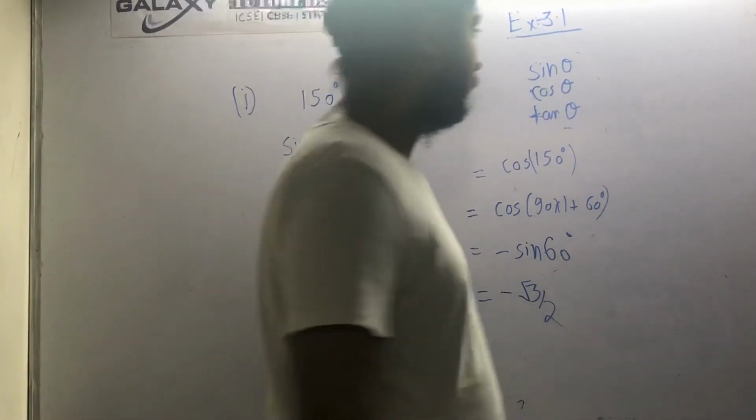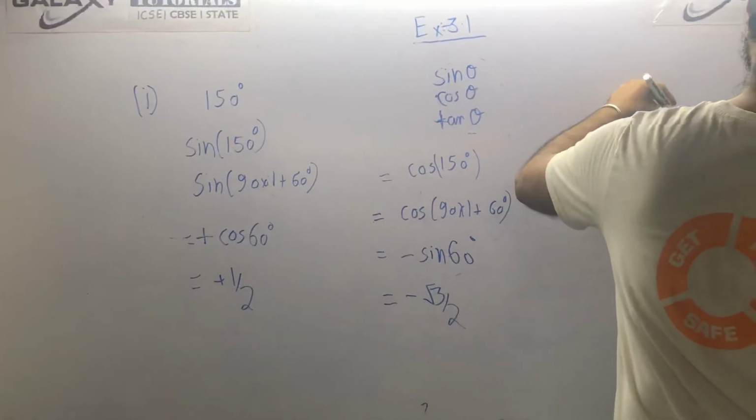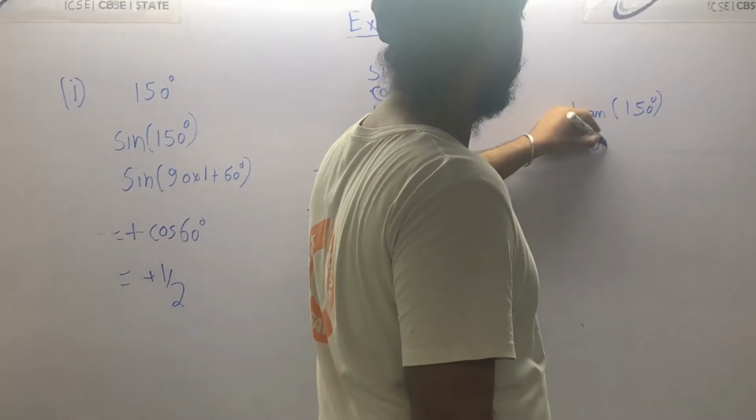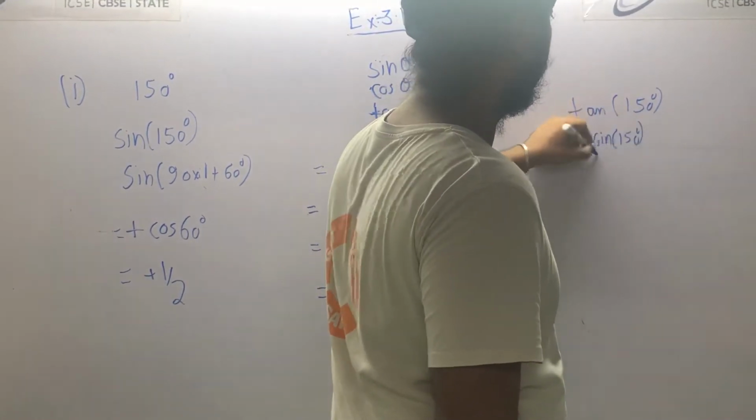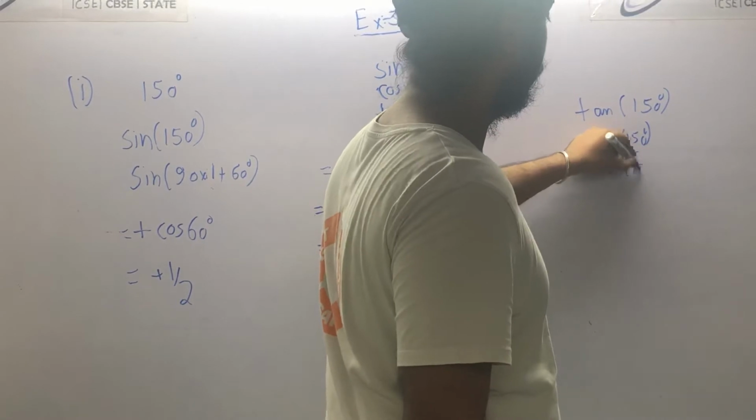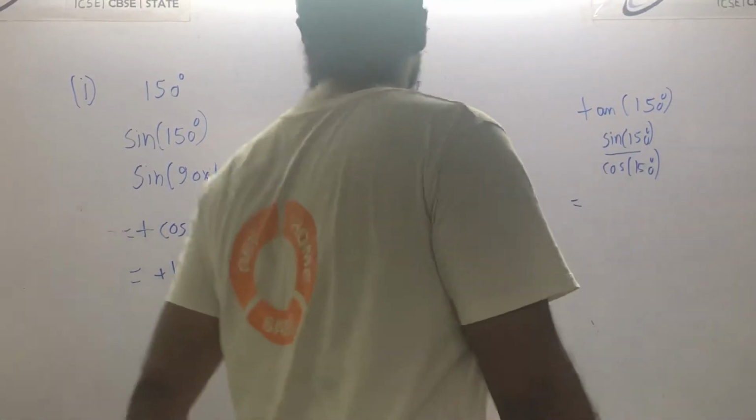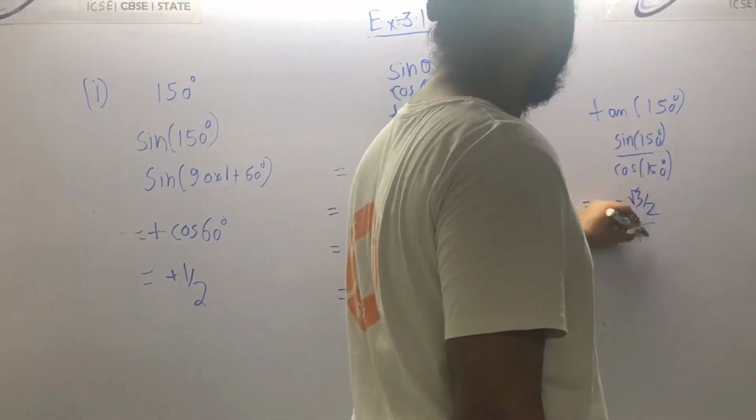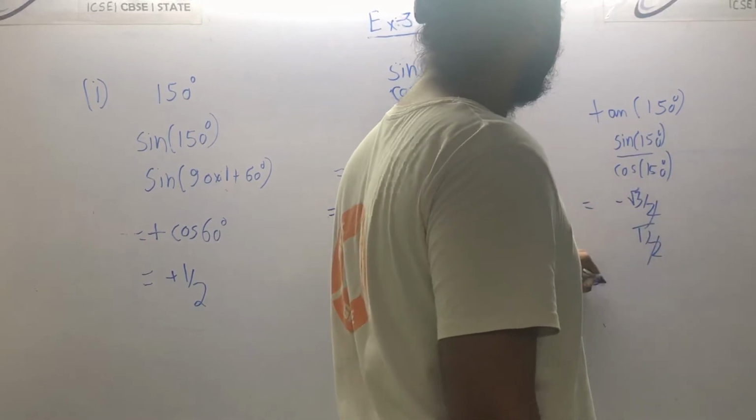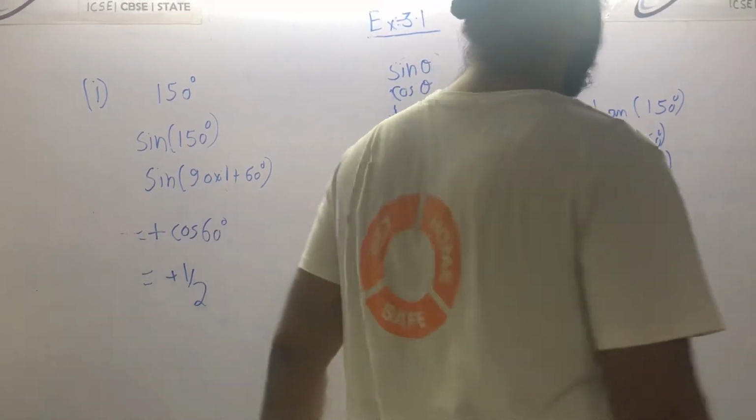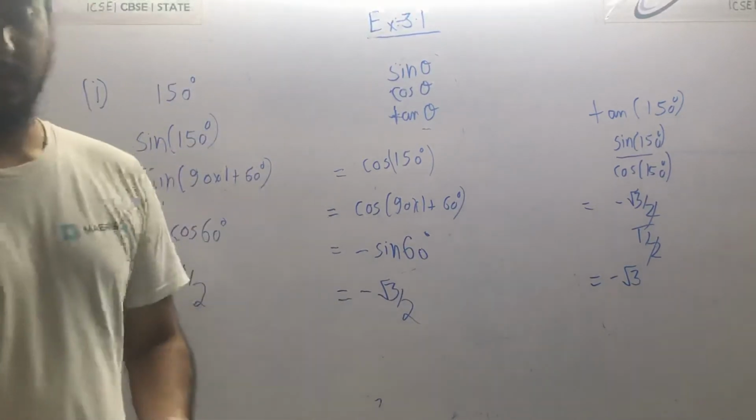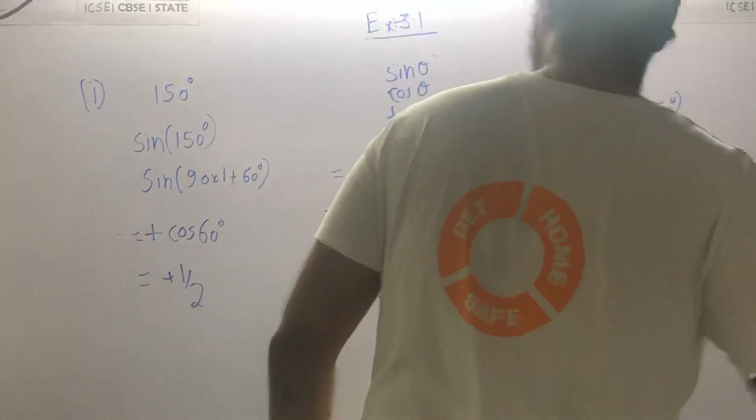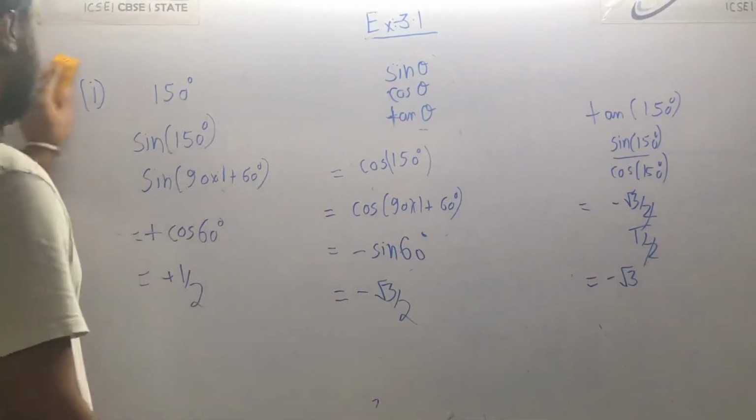Okay. Last, tan 150. That is equal to sine 150 upon cos 150, which should be equal to how much? Minus root 3 by 2 upon 1 by 2. So the 2s cancel, and this comes out to be minus root 3. So tan 150 is minus root 3. Okay, this was the first part. Now we will go forward.